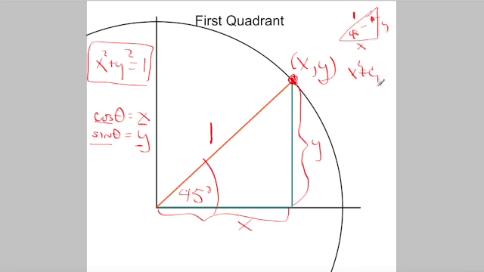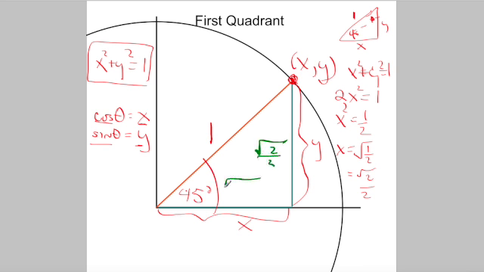x squared plus y squared is equal to 1. But as I said before, if this is the same length, we can just do 2x squared is equal to 1. X squared would be equal to 1/2, and x would be the square root of 1/2, which is going to become, long story short, square root of 2 over 2. So for the 45, 45, 90 triangle, y is square root of 2 over 2, and x is also the square root of 2 over 2.